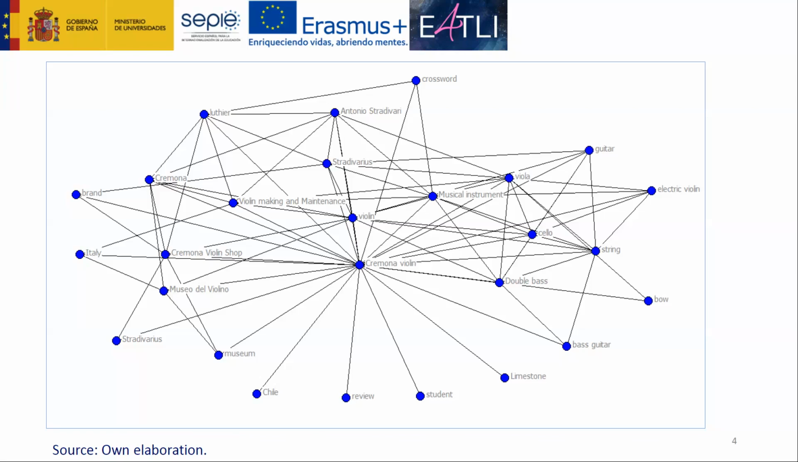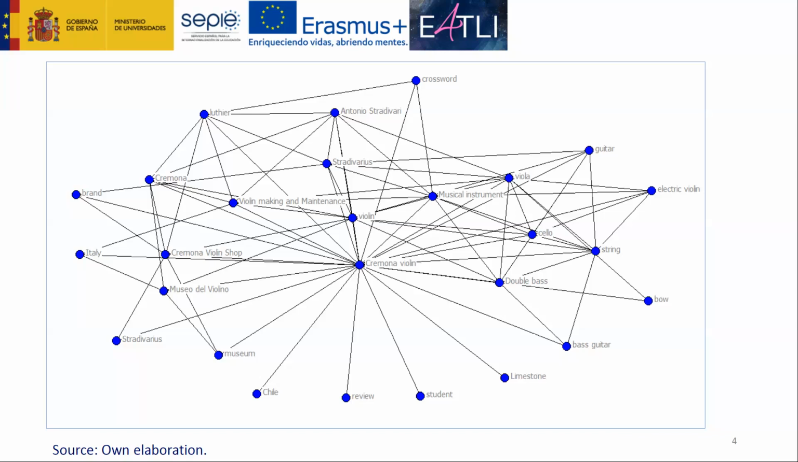So the keywords, according to Google Trends, are musical instrument, Stradivarius, Antonio Stradivari, luthier, violin makers, violin shop, Museo del Violino, which is a museum on the violin, Italy, brand, bass guitar, double bass, cello, viola, guitar, electric violin, and so on. It makes sense, and 90%, let's say, are connected with the production of violins, cellos and string instruments.